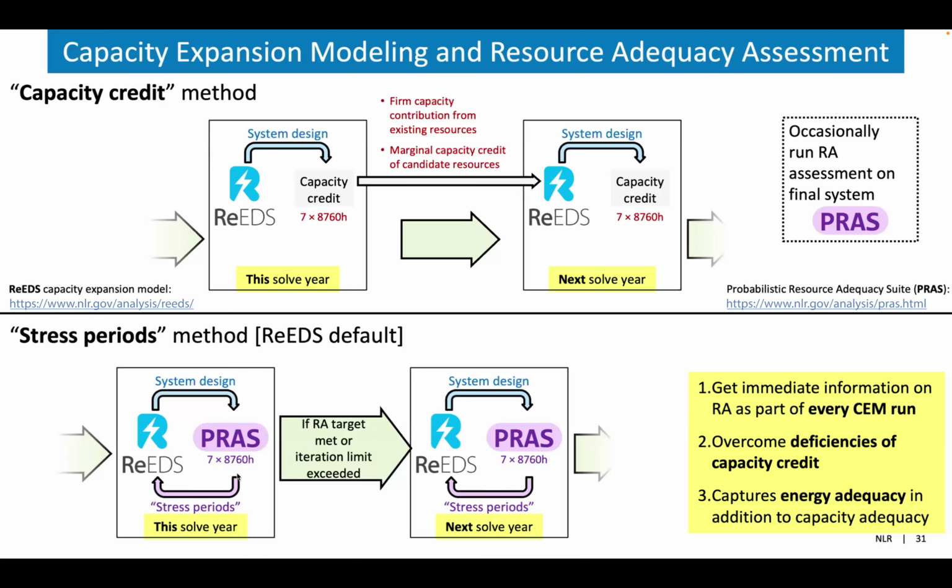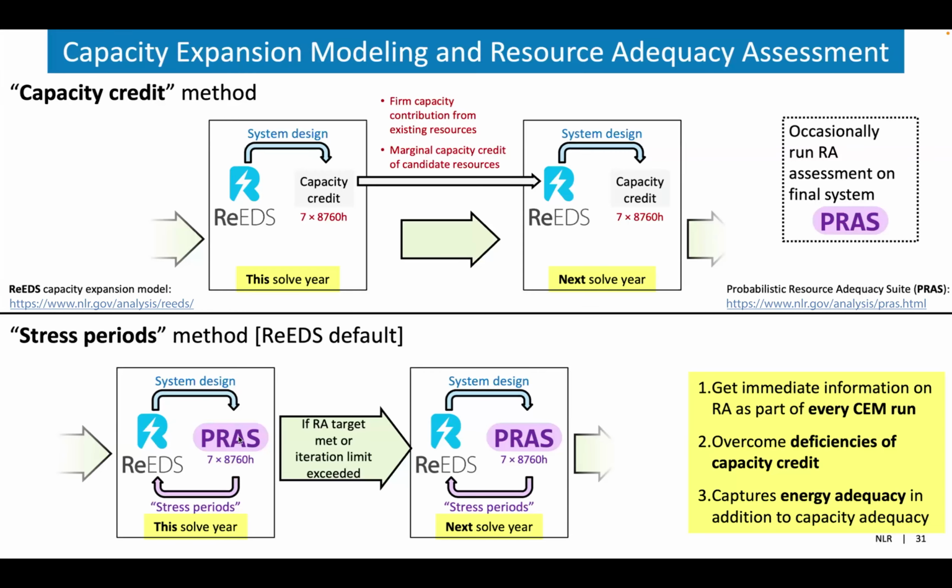So stepping through this briefly, at the beginning of the solve year, ReEDS will design the system by optimizing over its representative periods and then pass that system into PRAS. PRAS will then conduct a resource adequacy assessment to determine two things. The first of which is a collection of stress periods. These would be the periods with the highest risk of unserved energy. And second, it will determine whether or not the system meets user-defined resource adequacy targets.